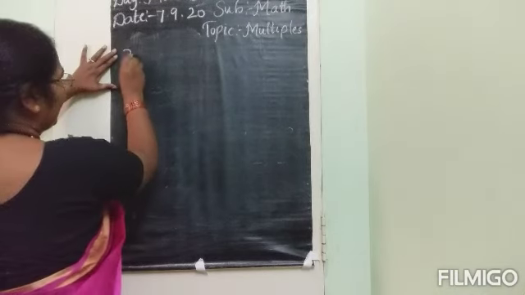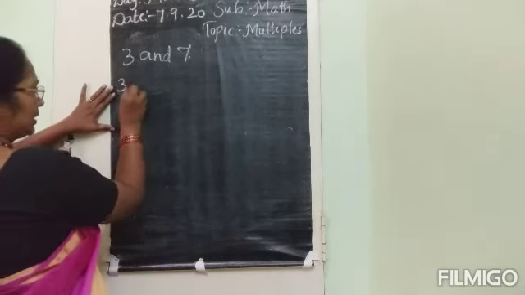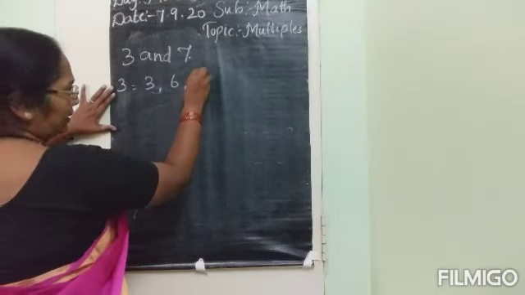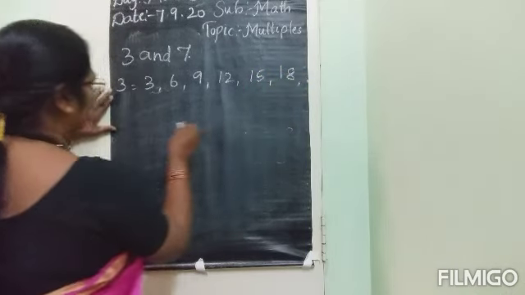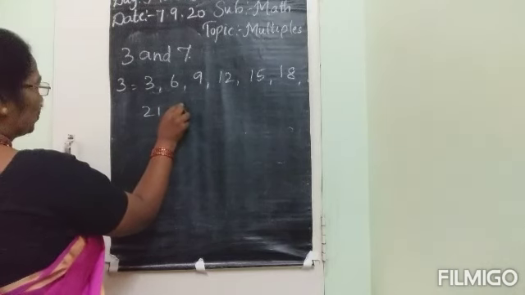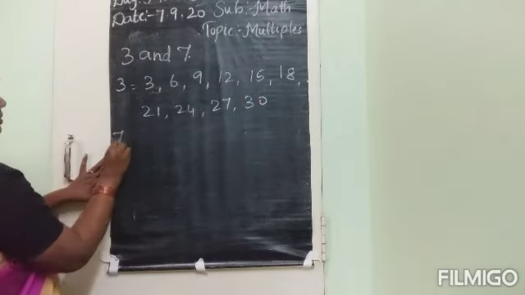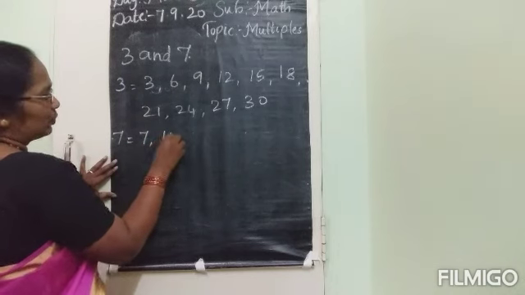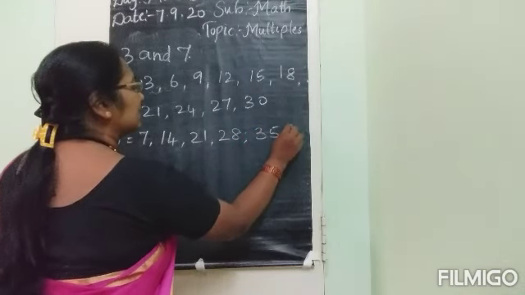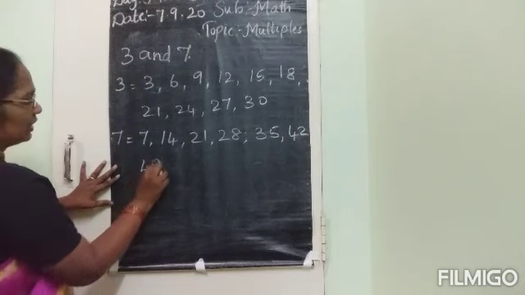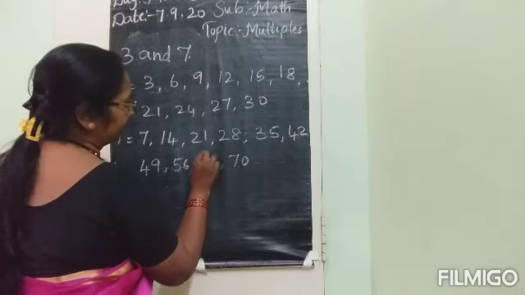Okay, 3 and 7. Shall I write? Yeah. The 3 table: 3 1s are 3, 3 2s are 6, 3 3s are 9, 3 4s are 12, 3 5s are 15, 3 6s are 18, 3 7s are 21, 3 8s are 24, 3 9s are 27, 3 10s are 30. And the 7 table: 7 1s are 7, 7 2s are 14, 7 3s are 21, 7 4s are 28, 7 5s are 35, 7 6s are 42, 7 7s are 49, 7 8s are 56, 7 9s are 63, 7 10s are 70.